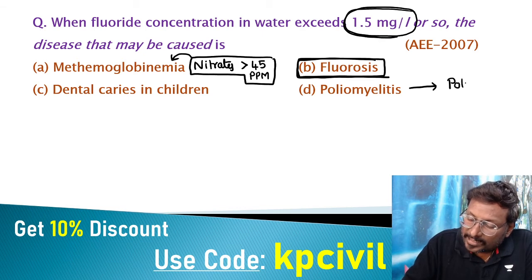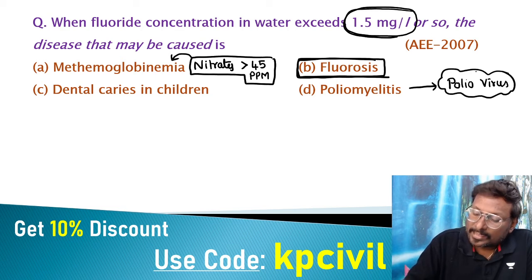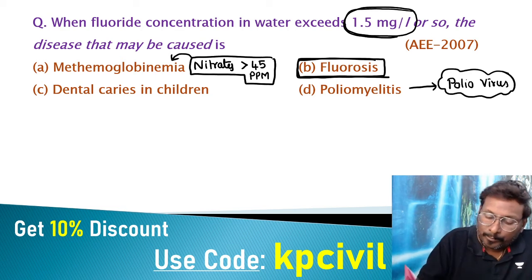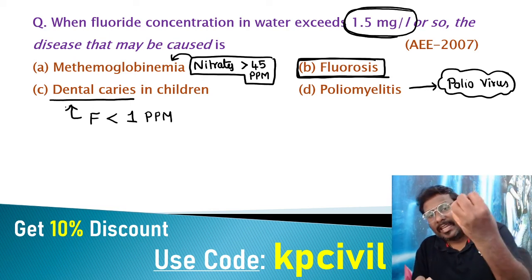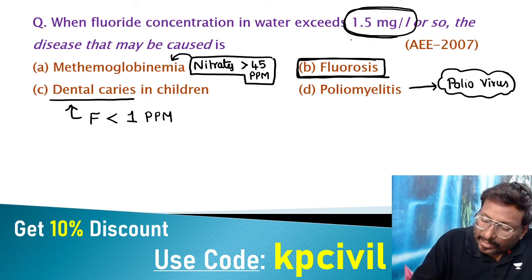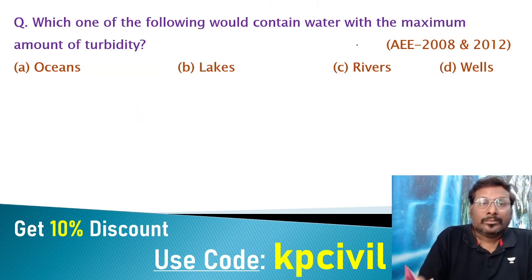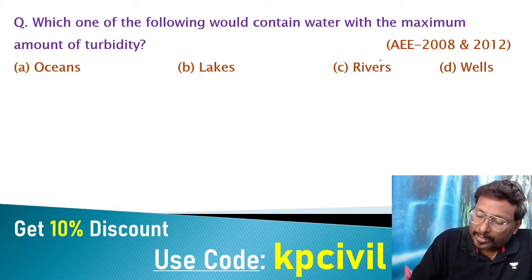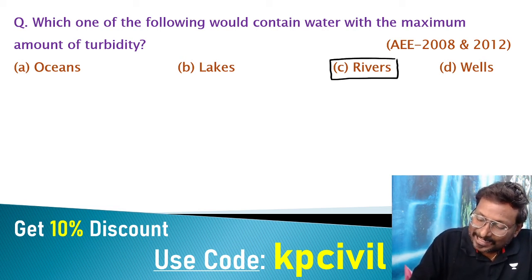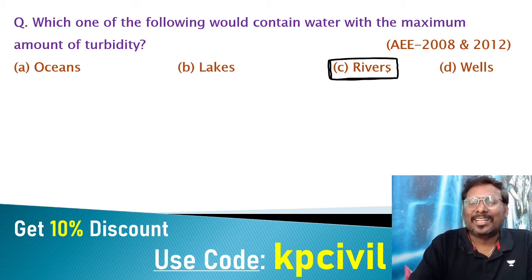Polio is a viral disease. Poliomyelitis is a poliovirus disease, a microbial disease. Dental caries in children, fluoride concentration less than 1 ppm. Fluoride is very, very less, dental cavities. Fluoride is higher, fluorosis. Which one of the following would contain water with maximum amount of turbidity? No doubt, it's nothing other than our primary source, river.